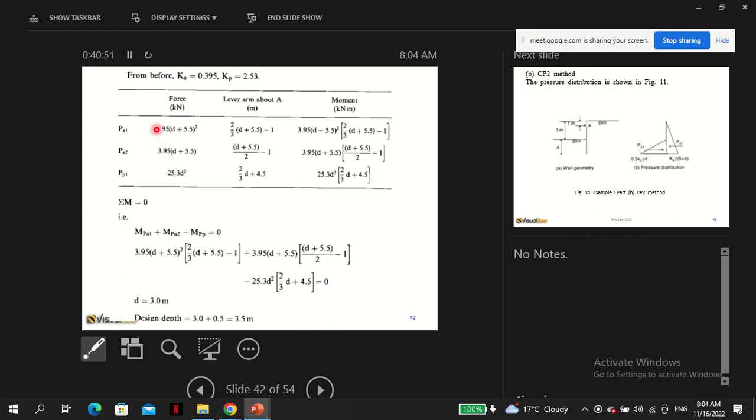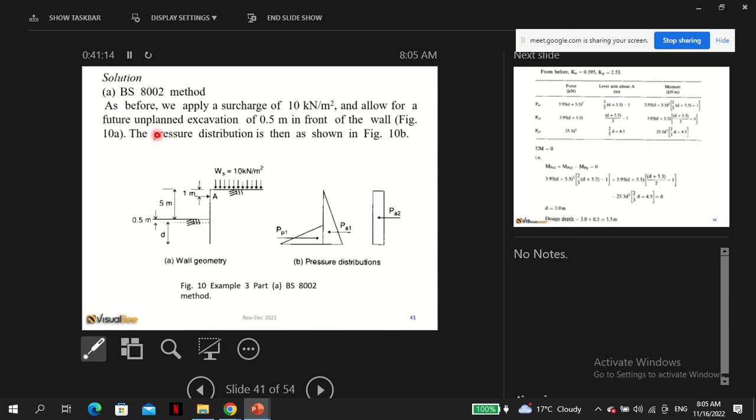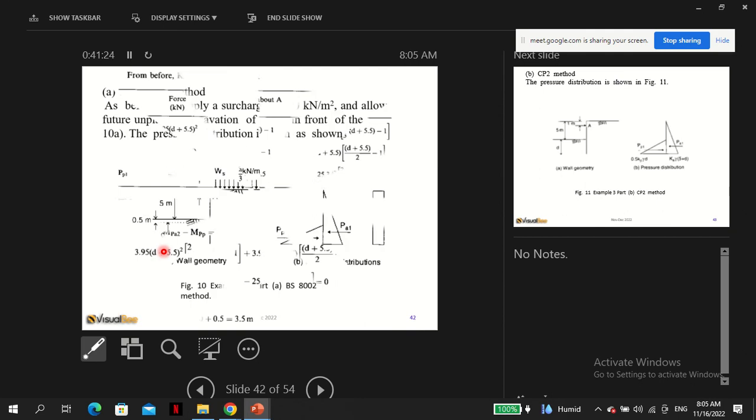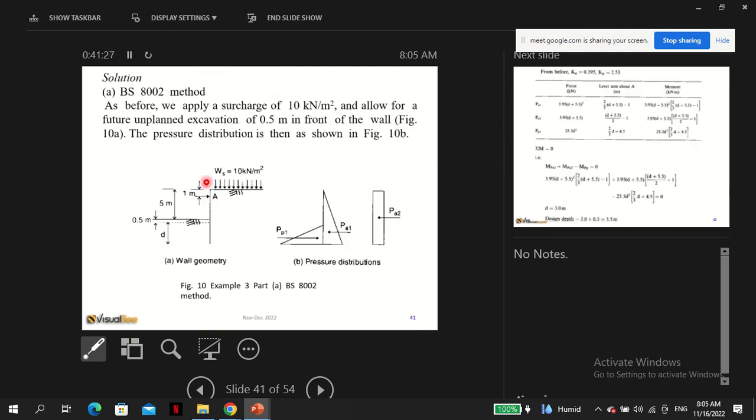So on the passive side, this is the contribution due to the earth, and this is the contribution, of course, due to the surcharge. So PA1, PA2: this is due to the earth, and that is due to the surcharge. The only difference is the lever arm, because we offset it by 1 meter.